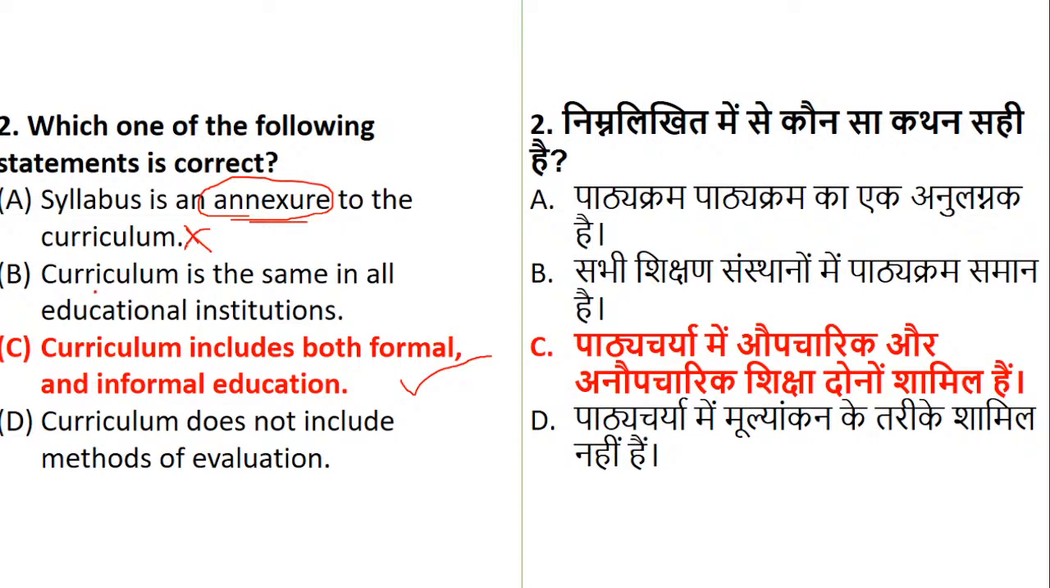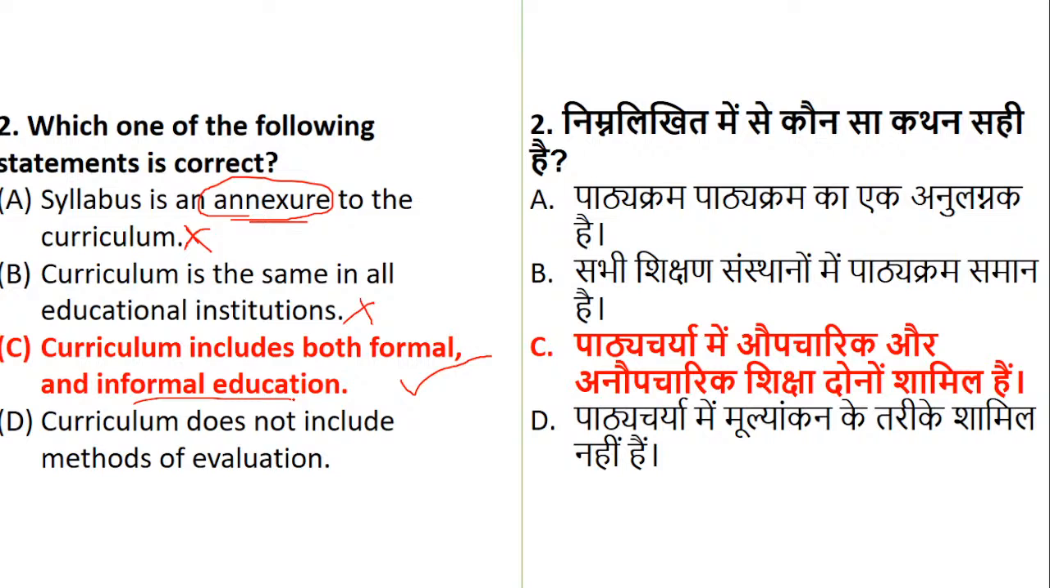Now when we talk about curriculum being the same in all the educational institutions, no, it is not the same. It differs as per the university, as per the board. Now, curriculum includes both formal and informal education. Yes. Annapurna, you asked me this question about informal education. Curriculum decides the entire, that is your co-curricular, extracurricular activities and curricular activities.